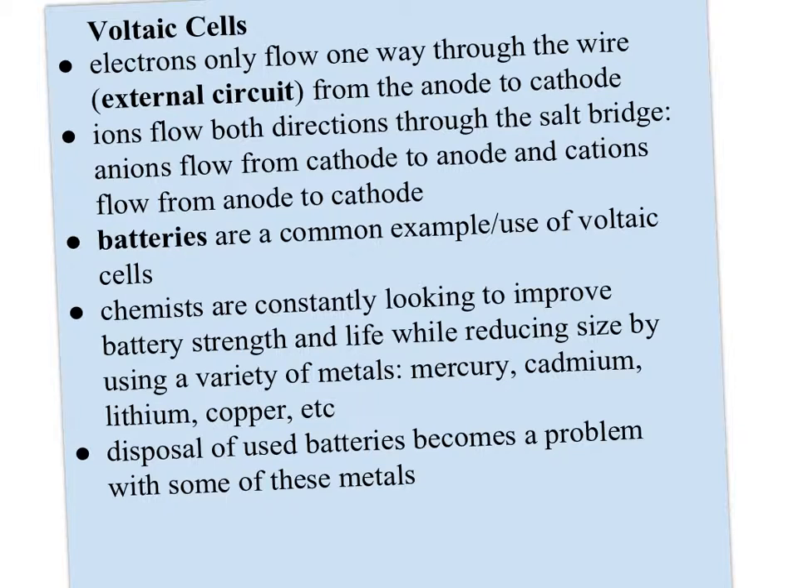Batteries are a common example or use of voltaic cells, and batteries are all set up. All you need is the external circuit, and they start working. Chemists are constantly looking to improve battery strength and life while reducing size by looking at a variety of metals, salt bridges, etc. But that also means disposal of used batteries becomes a problem when some of these metals are toxic in the environment, etc. So a lot of issues to consider as we develop more and more batteries for all the things we use them for.